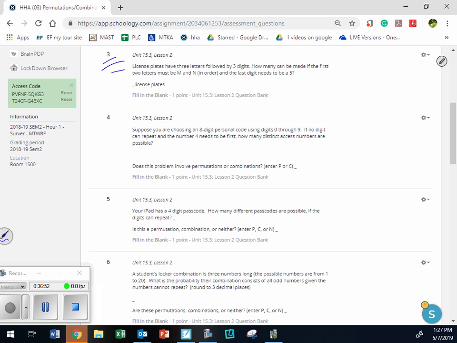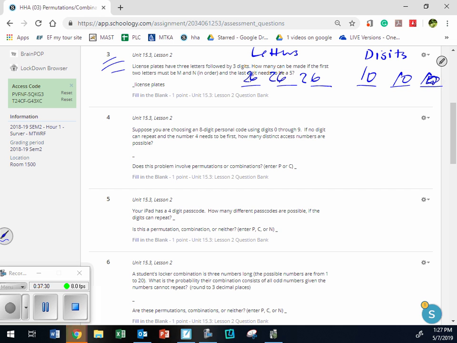Look at number 3. 3 letters, 3 digits. These are letters. These are digits, as in 1 or 0 through 9. Normally, I would say that it would be 26 letters, 26 letters, and 26 letters, and 10 numbers, and 10 numbers, and 10 numbers. But there are some big conditional things here. So you don't just multiply 26, 26, 26, 10, 10, 10.